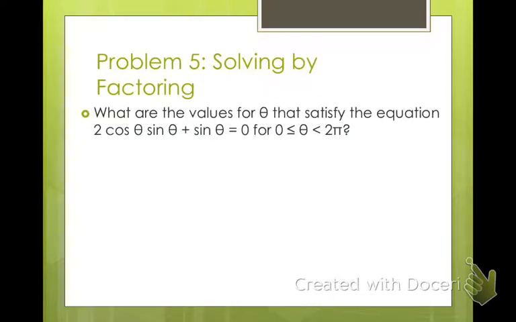And solving by factoring. This one's fun. What are the values for theta that satisfy the equation 2 cosine theta sine theta plus sine theta equals 0 for values between 0 and 2 pi? So in this one, you'll notice that there's a sine in both of these. So we're going to factor out the sine theta. So sine theta times 2 cosine theta plus 1 equals 0.